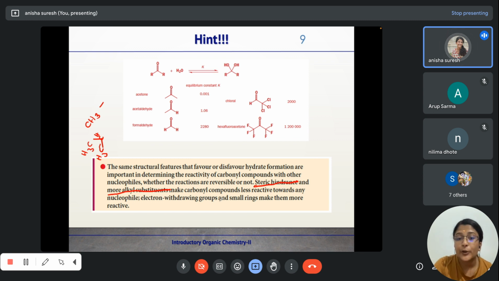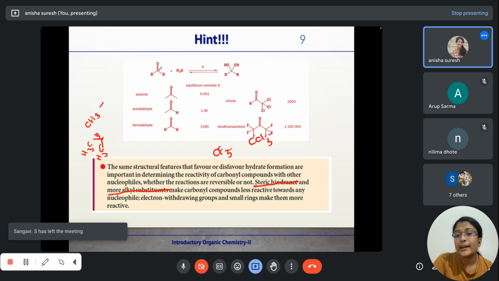Now electron withdrawing groups and small rings make them more reactive. If electron withdrawing groups like CF3, CCl3, etc. are present, they withdraw electrons from the carbonyl carbon, so it becomes more electron deficient. Then it will be more prone to reaction. It will be more reactive.